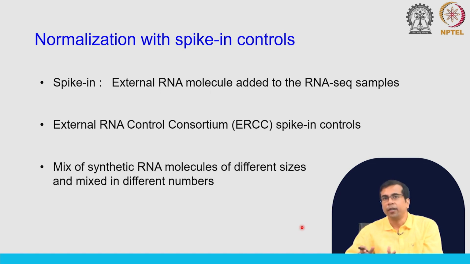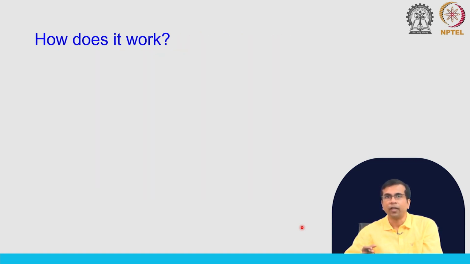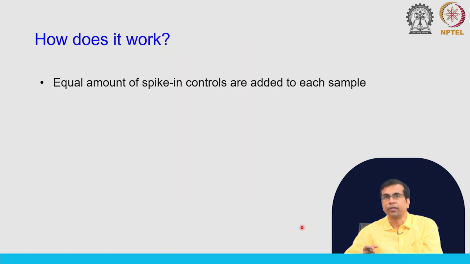This is usually a mix of synthetic RNA molecules of different sizes, and these are also mixed in different numbers. This is not a single molecule; you have many molecules like that, of different lengths, mixed in different numbers, to see how they come out after you do the RNA sequencing experiment. So, how does this method work?